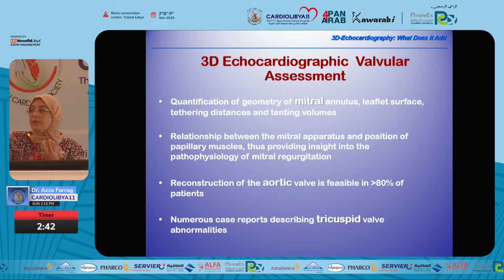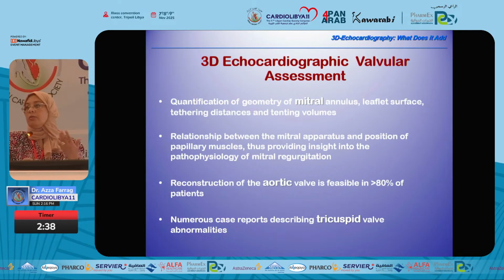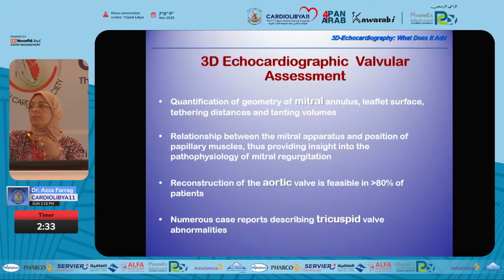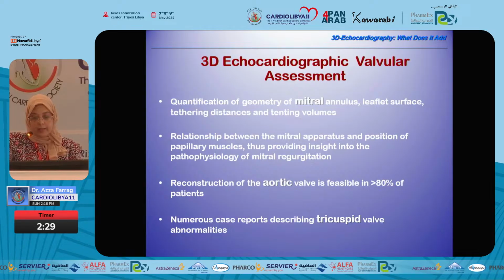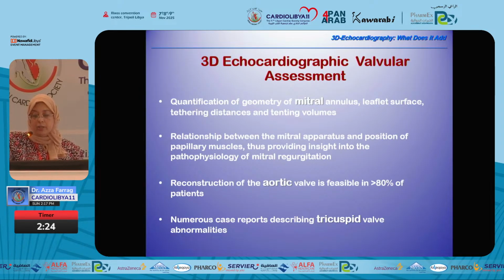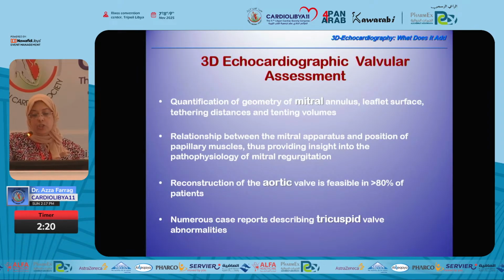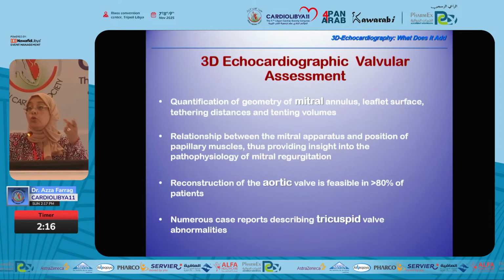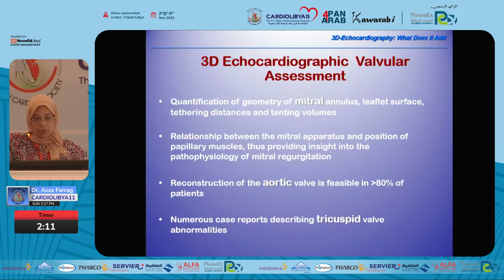So what about the valvular heart disease, which is the main area today? It is about the evaluation of valvular dysfunction, mainly the stenotic valve, and sometimes the regurgitant mitral valve for percutaneous intervention. So quantification of geometry of the mitral annulus, the leaflet surface, tethering distance, and tenting volumes, relationship between the mitral apparatus and the position of the papillary muscle, and also the LVOT, as I will show you shortly.